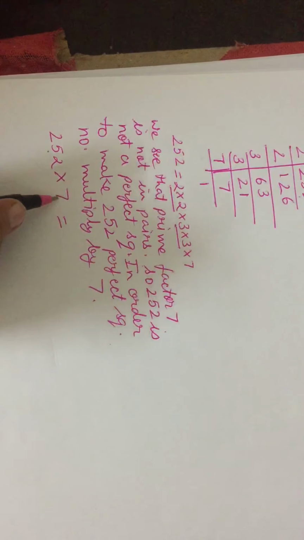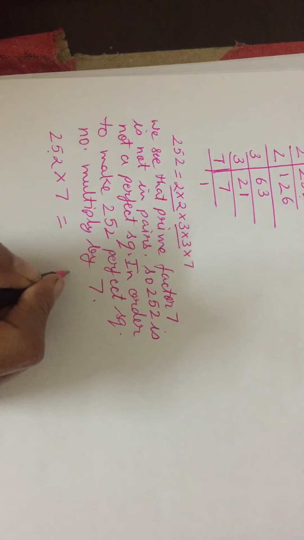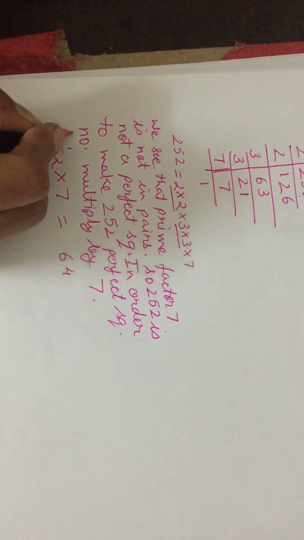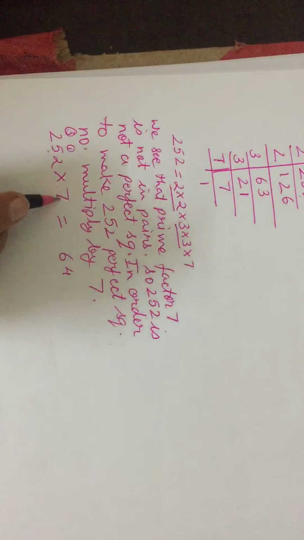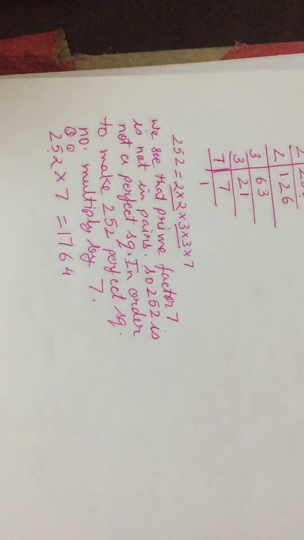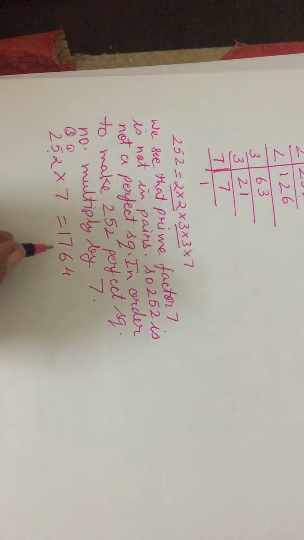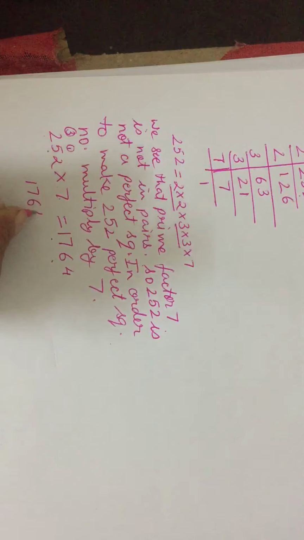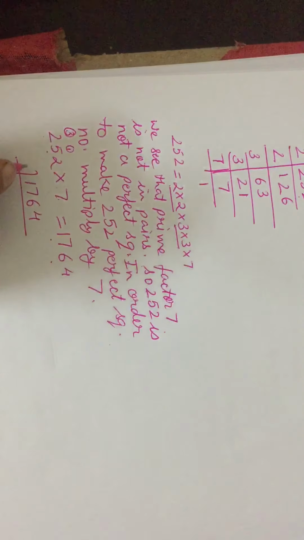So now just multiply orally. 7 twos are 14, carry over 1. 7 fives are 35 plus 1 is 36, carry over 3. 7 twos are 14 plus 3 is 17. So we get 1764. Now what are the factors of 1764? You can just find out by yourself again whether it is a perfect square or not.